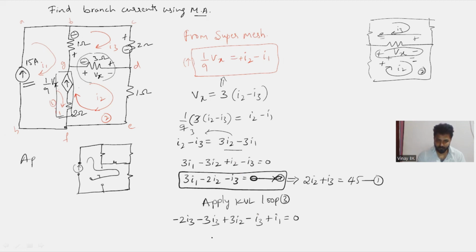Before that, I will rewrite here 3I2, and I3 will have minus 2, minus 3, minus 1, minus 6I3 plus I1 equals 0. We know the value of I1, so I can rewrite again minus 3I2 plus 6I3 equals I1. I am sending these 3I2 minus 6I3 to the right side. It becomes minus 3I2 plus 6I3 equals I1, which you know is 15 amperes. This is equation number 2.